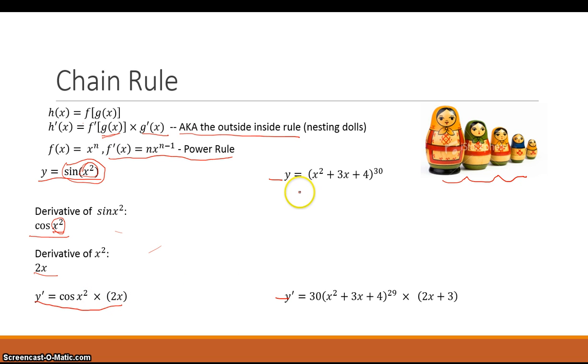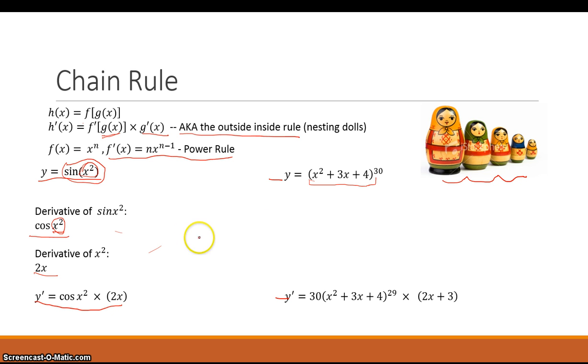Now, when you look at this equation, you still have the nesting dolls, or the inside-outside rule, the chain rule. You have y is equal to the quantity x squared plus 3x plus 4, all raised to the 30th power. Again, you've got an outside function. You could think of this whole term here as separate. So you want to take the derivative of this entire quantity first, leaving the inside alone, and then take the derivative of the terms on the inside.